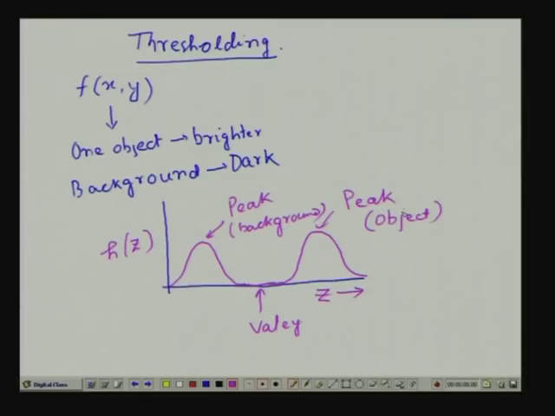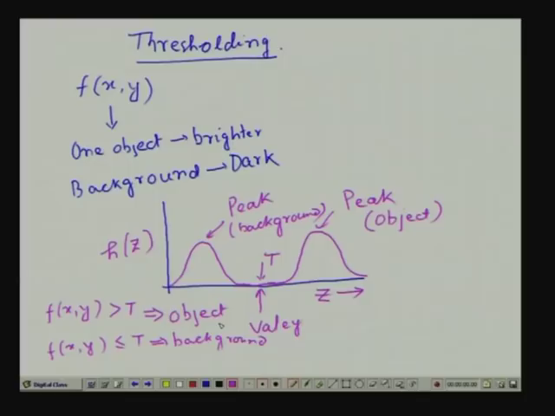Now, the simplest form of segmentation is, if we can choose a threshold value, say T, in this valley region, and we take a decision that if a pixel at location x y has the intensity value f(x,y) greater than T, then we say that this pixel belongs to the object, whereas if f(x,y) is less than or equal to the threshold T, then this pixel belongs to the background. So, this is our simple decision rule, which is to be used for thresholding purposes.